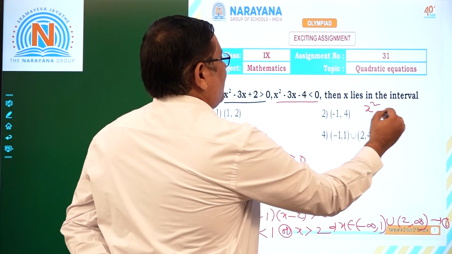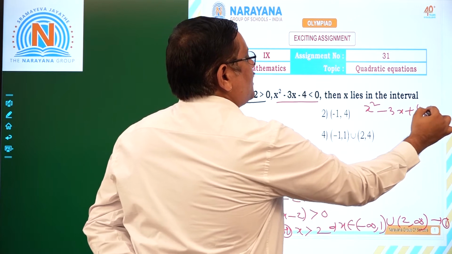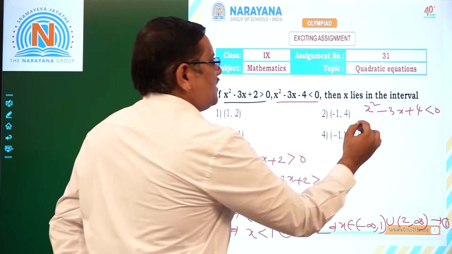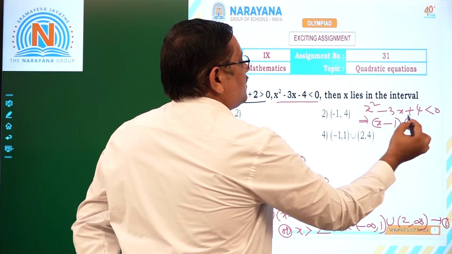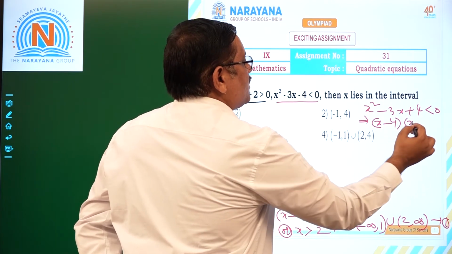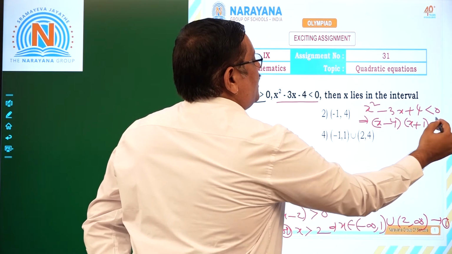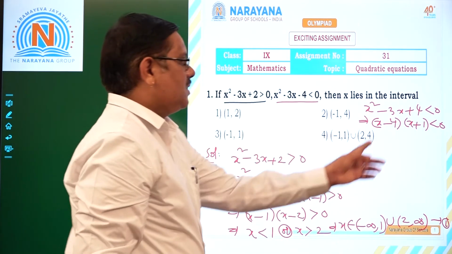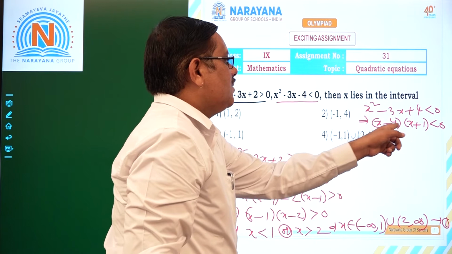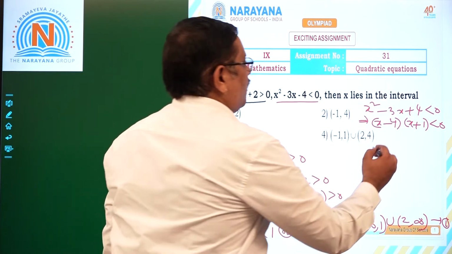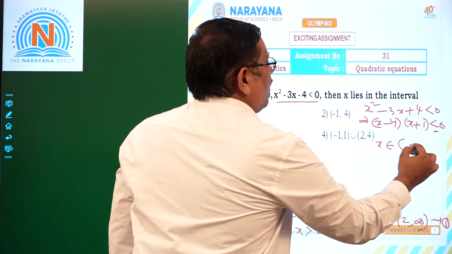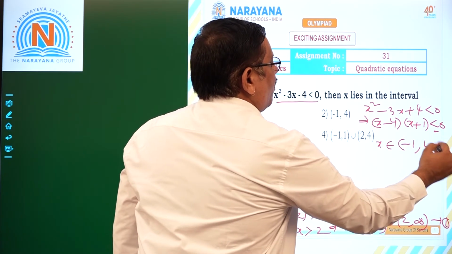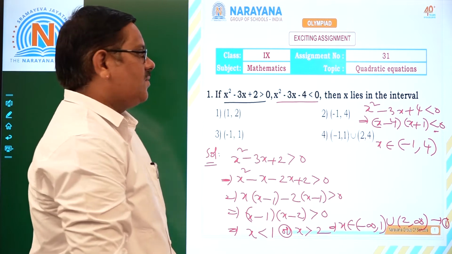X square minus 3x minus 4 less than 0. If you factorize it, it is going to be x minus 4 times of x plus 1 is less than 0, because x square minus 4x plus x, that is minus 3x minus 4. As it is less than inequality, we can say that x belongs to minus 1 comma 4.